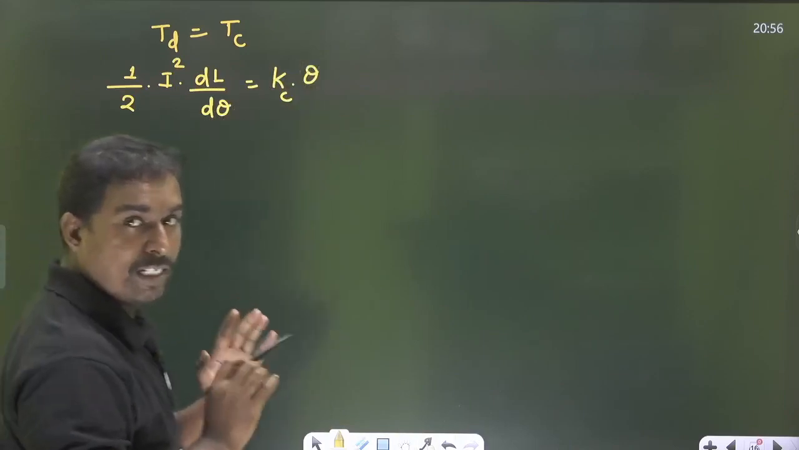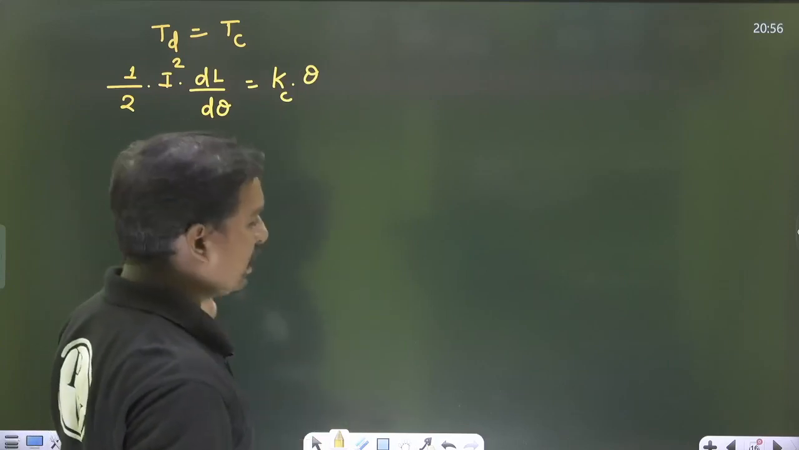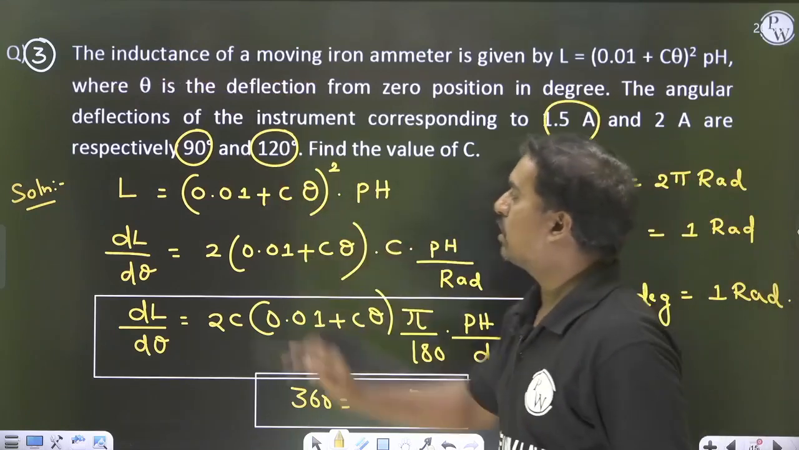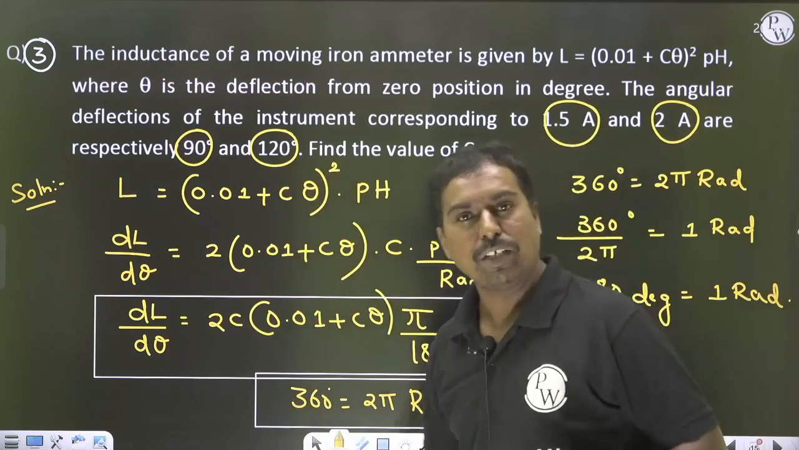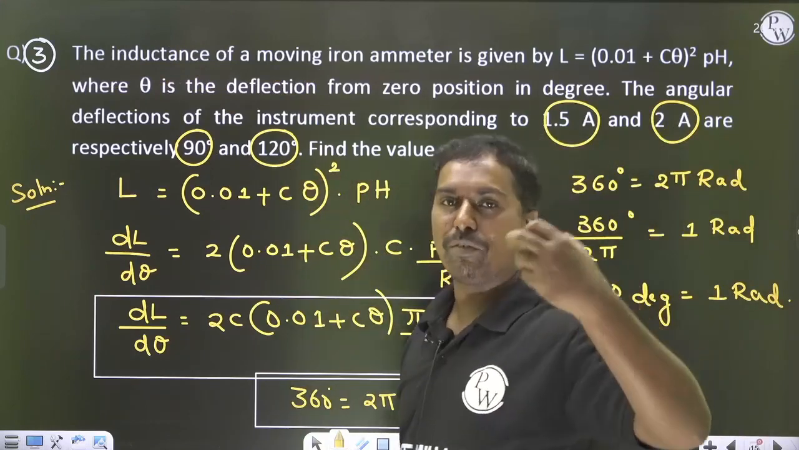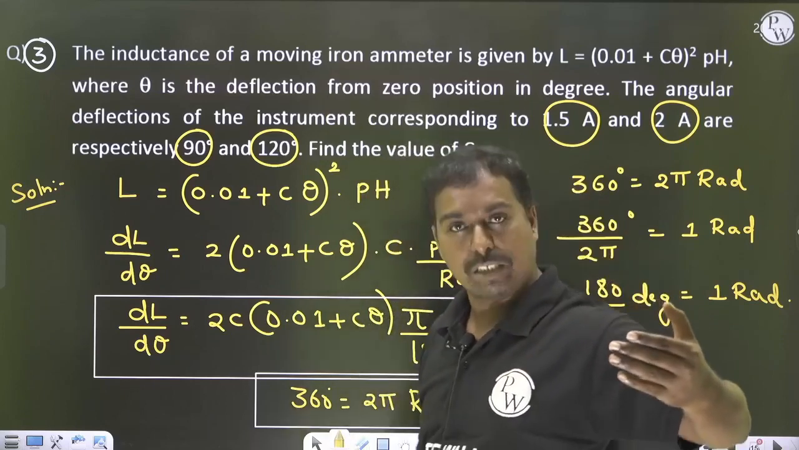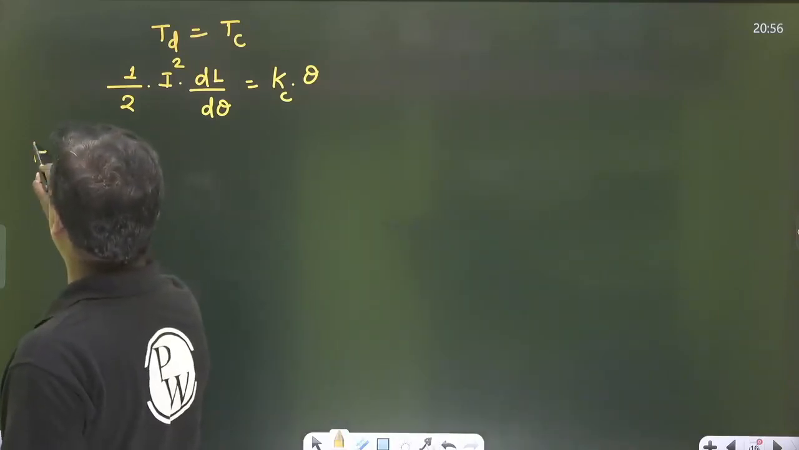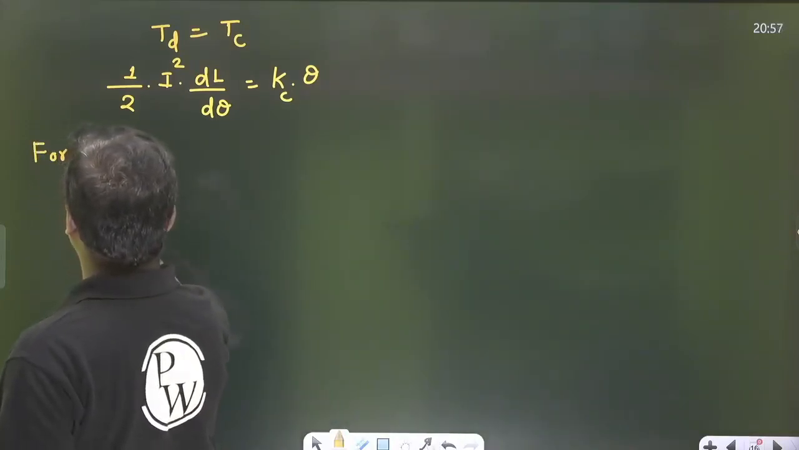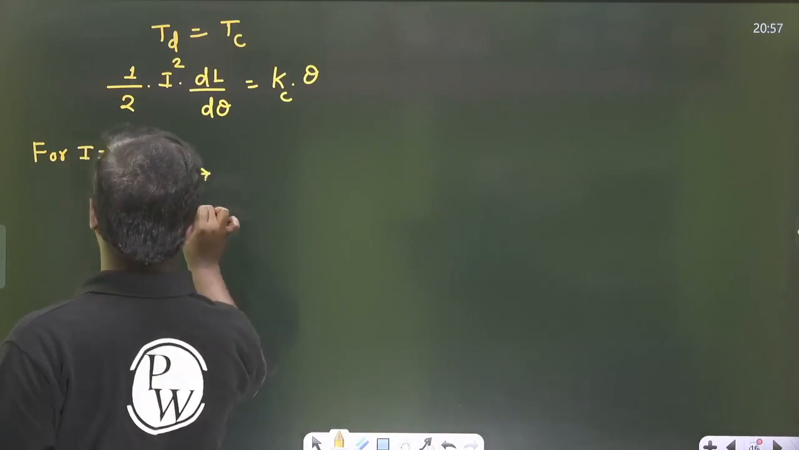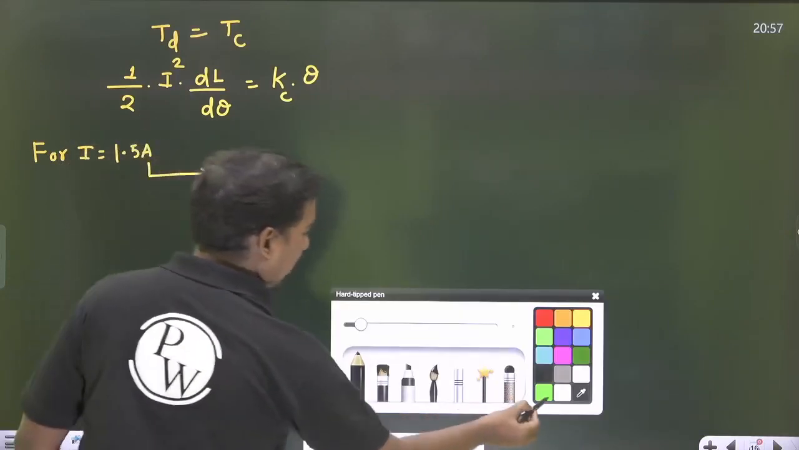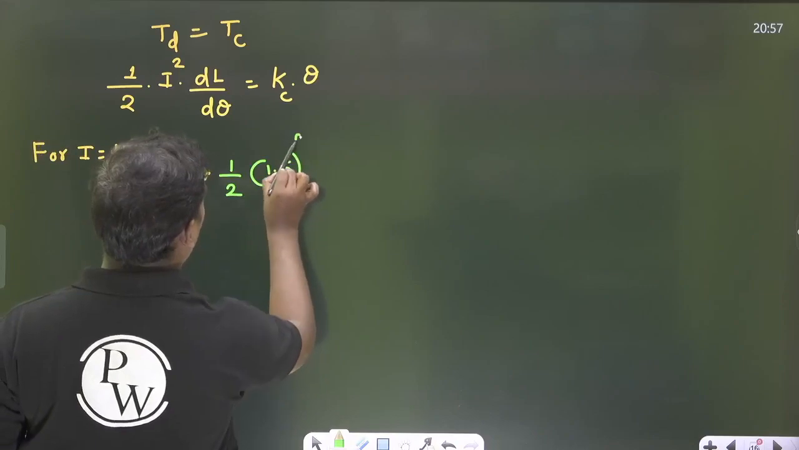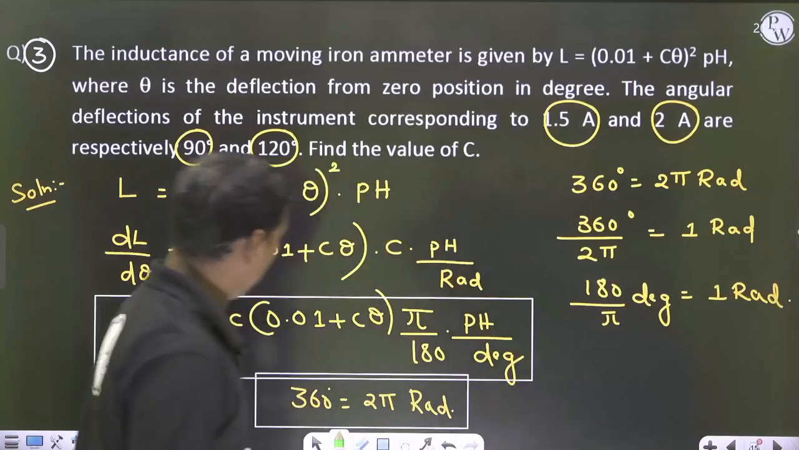Right? So now let us go step by step. For current equal to 1.5 amperes, the deflection is 90 degrees. For current 2 amperes, deflection is 120 degrees. He is asking for the value of C. What we have to do is substitute the current values into the expression. For I equal to 1.5 amperes, let me write in green ink: 1 by 2, I square means 1.5 whole square, and dL by d theta we already have, that is 2C.